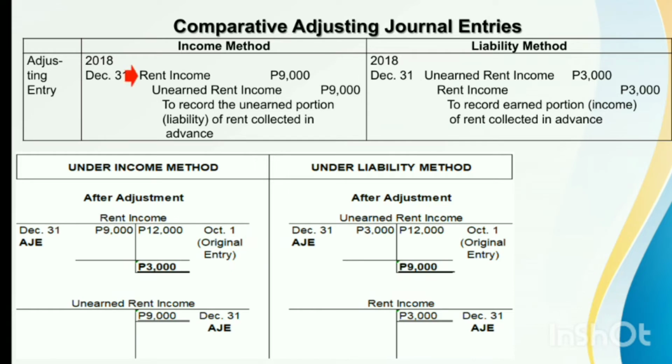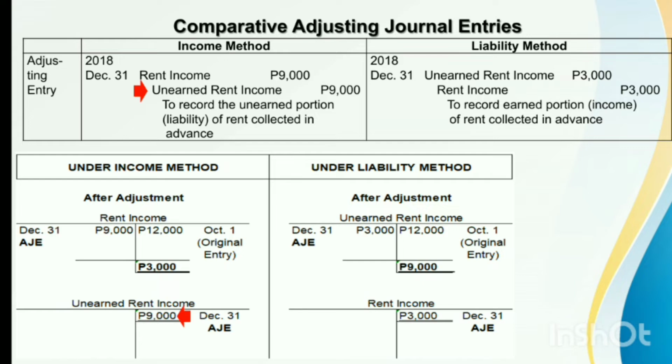So we have a debit entry of rent income, 9,000 pesos. So in the T account under the income method column, we have here debit rent income. So 12,000 pesos rent income on October 1, 2018, less the adjustment made on December 31, which is 9,000 pesos. So the updated rent income balance is now 3,000 pesos. And then for the credit entry under the income method, we have unearned rent income, 9,000 pesos. So we have it here, 9,000 pesos under the unearned rent income T account.